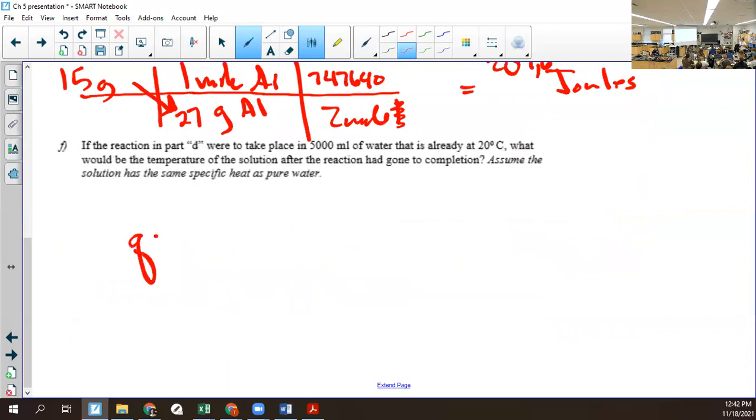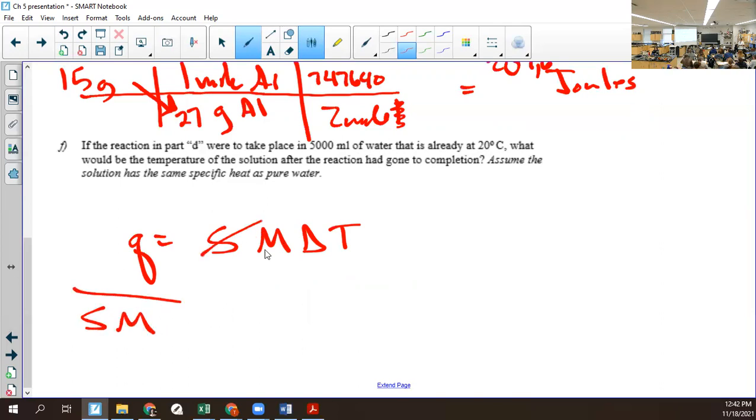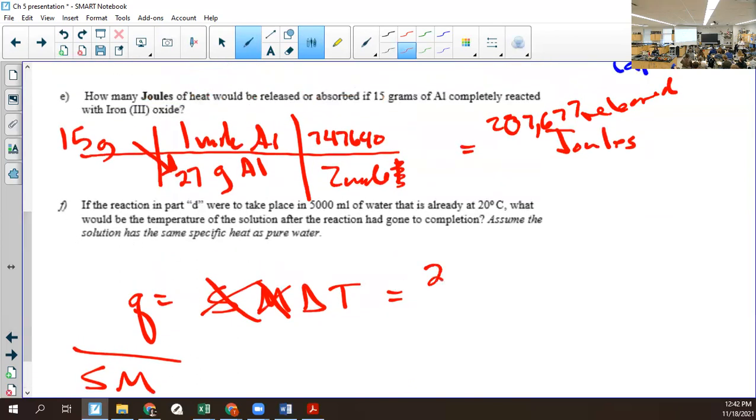So we have Q equals SM delta T, correct? What are we solving for in this problem? Delta T. It's just algebra. So delta T is Q over SM. Is everyone okay with the math right there I just did? All right, so I'm going to bring it over here. Q, we just found, was 207677. S is 4.184. And M was, you gotta be sort of careful.